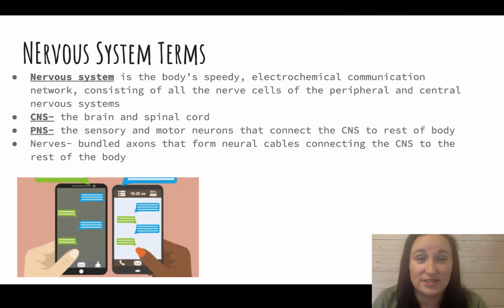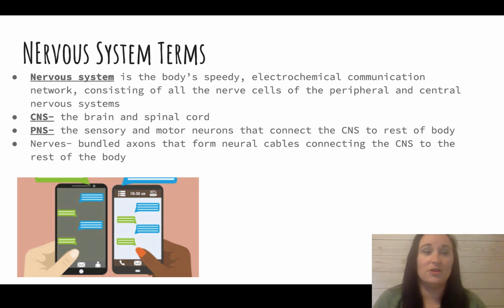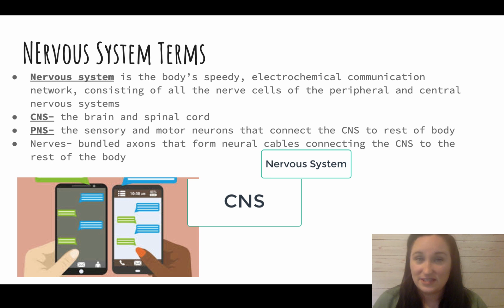So the nervous system. When we think about those neural networks that we were talking about last module, you want to think of this as your body's fast electrochemical way of communicating with each other. There are two parts to this nervous system. There is the central nervous system, also known as the CNS, easier to say, and that is made up of your brain and your spinal cord. That's it. Brain, spinal cord, central.